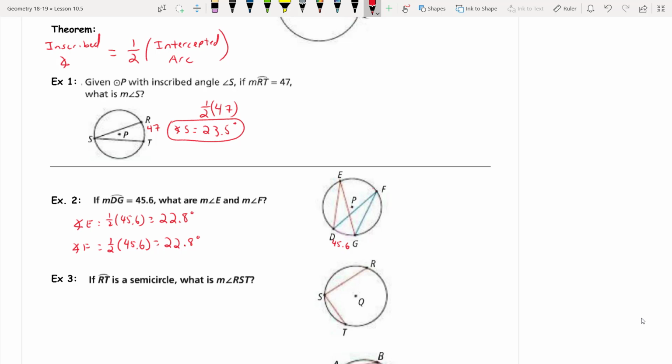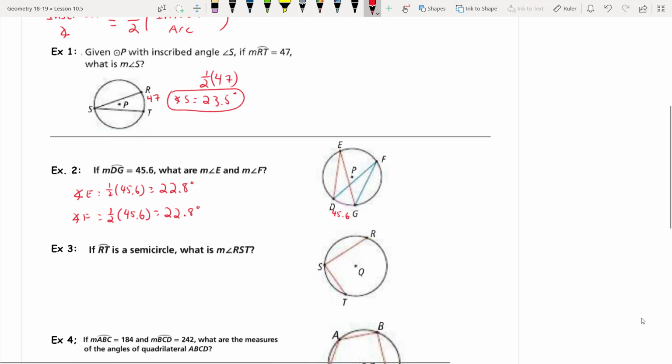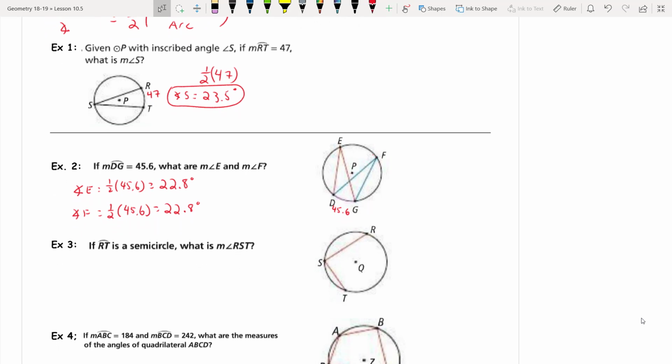In example 3, they tell us that RT is a semicircle, which means it is a 180 degree measure. They want to know what's the measure of RST, or that inscribed angle. Well, angle RST is going to equal half of 180, which you guys already, I'm sure, have seen, is going to be 90 degrees. So whenever you've got a semicircle, the inscribed angle is always going to equal 90 degrees. It's always going to be a right angle.